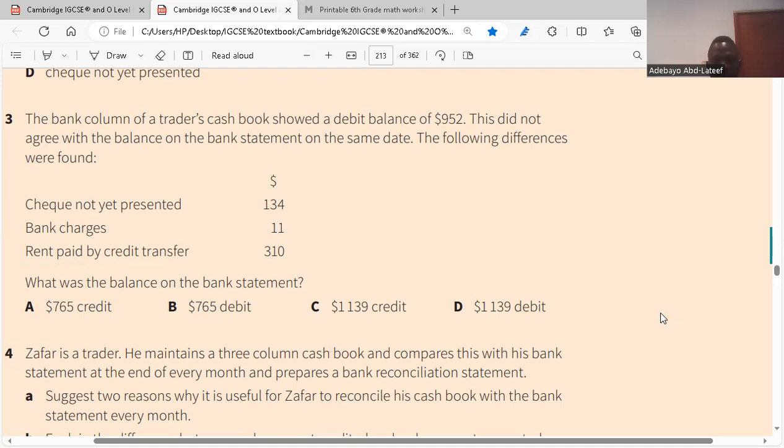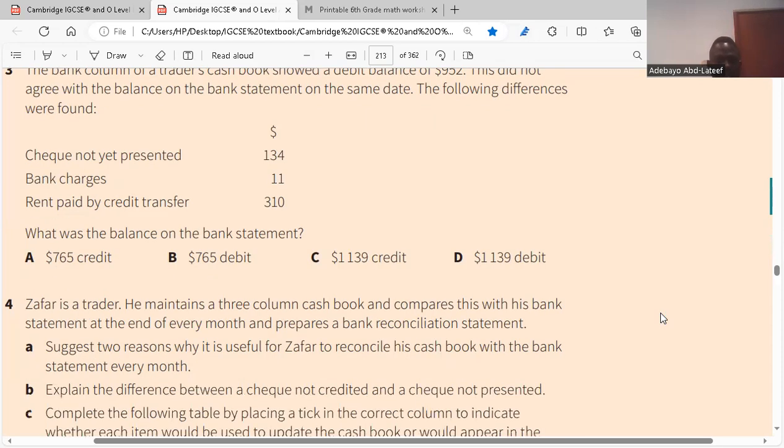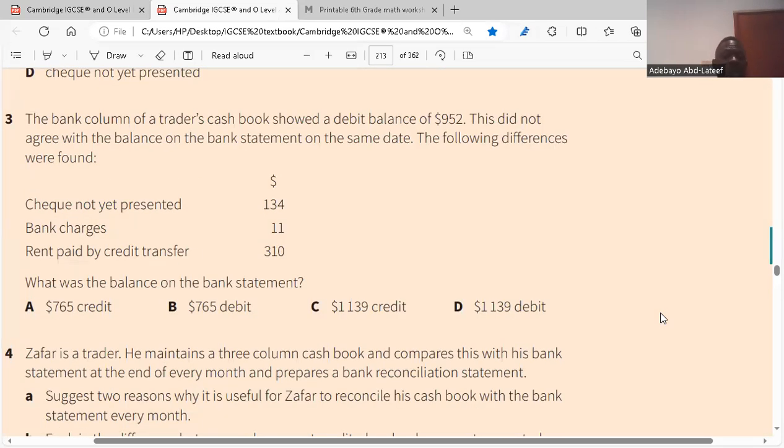I think we have to deduct rent paid and then add both. Rent paid, sorry, rent paid by credit transfer. I thought it's rent received. No, paid. So we add. So 952 minus 134, 145. 134, 11, 310. That's what you have together. It will be like 145.